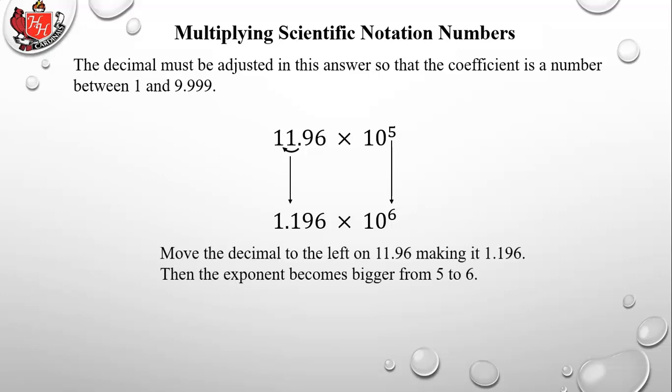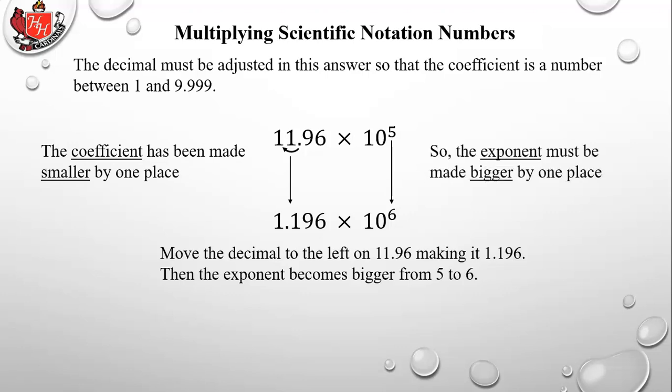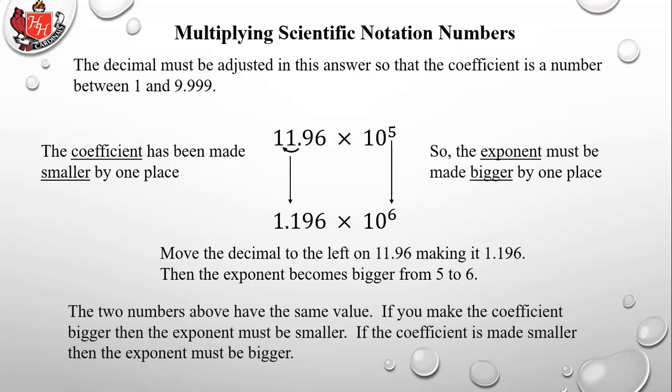Move the decimal to the left on the 11.96, making it 1.196. Then the exponent becomes bigger from 5 to 6. So the way I just phrase it is, you made the coefficient smaller, so you've got to make the exponent bigger. The coefficient has been made smaller by one place, so the exponent must be made bigger by one place. The two numbers above have the same value. If you make the coefficient bigger, then the exponent must be smaller. If the coefficient is made smaller, then the exponent must be made bigger.